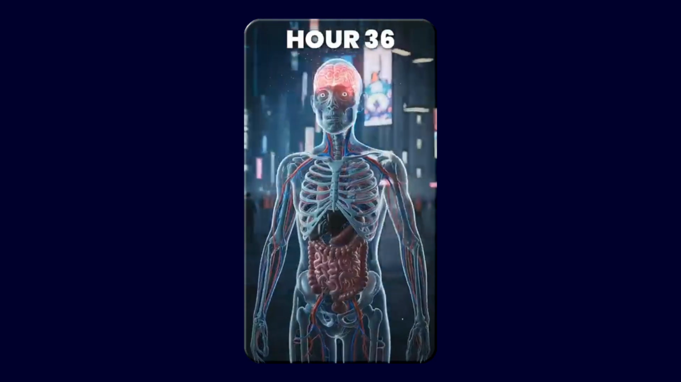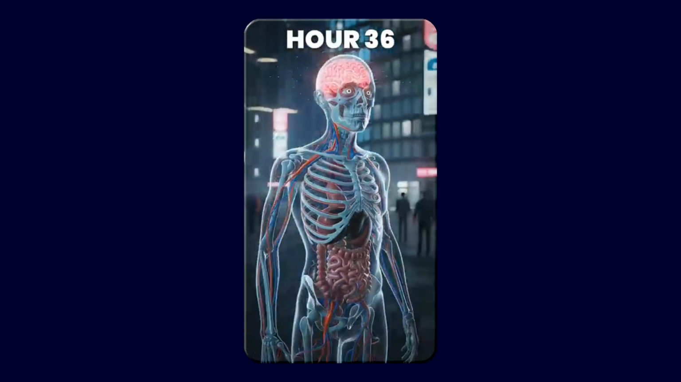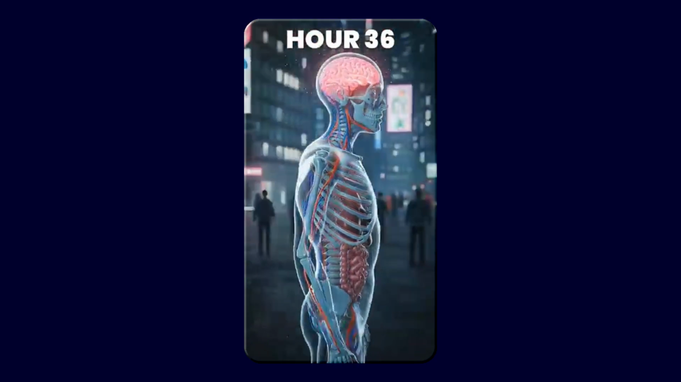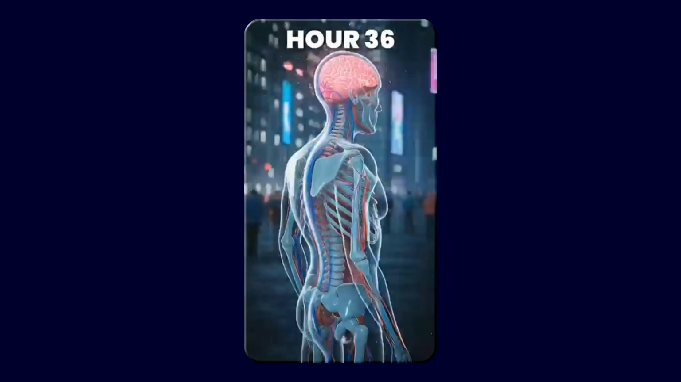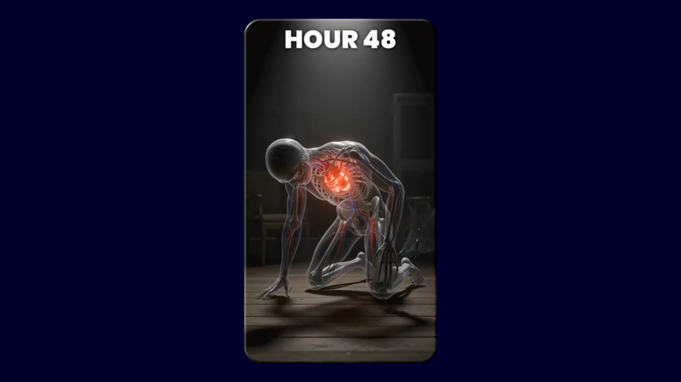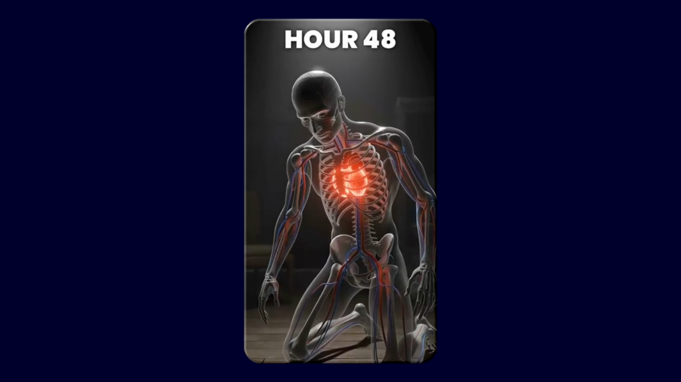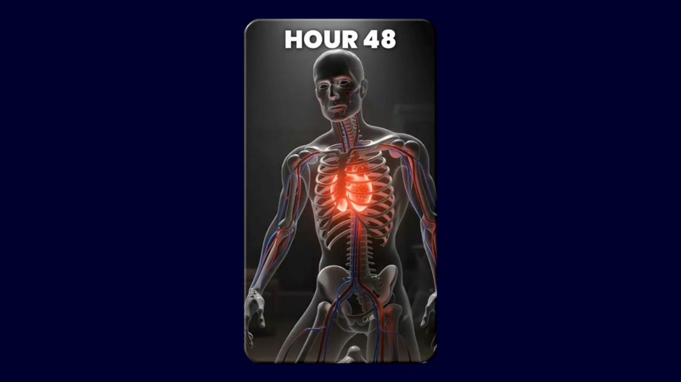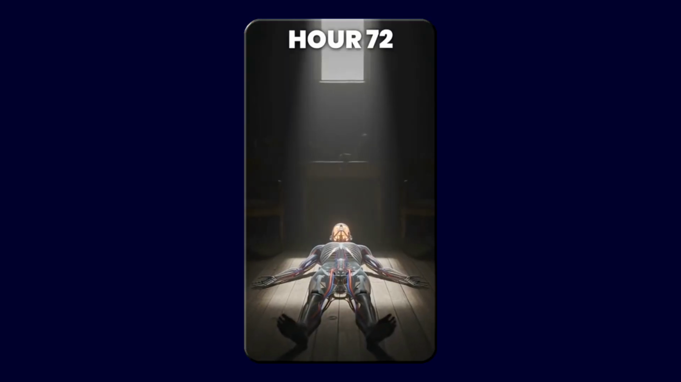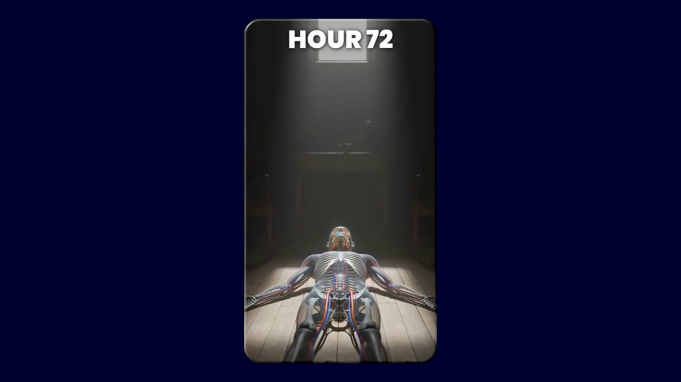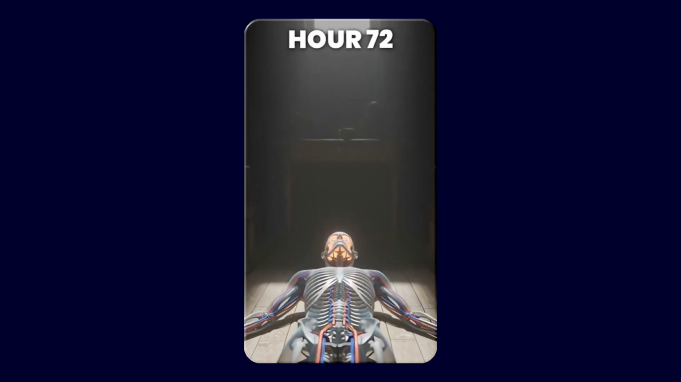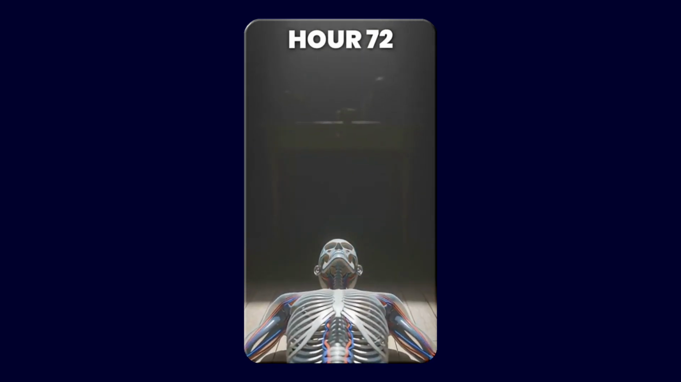Hour 36. Micro sleeps. Your brain shuts down for 10 seconds without warning. You're technically awake, but parts of your brain are already offline. Hour 48. Emotions spiral. You snap at small things. Anxiety increases. Your immune system weakens. Your body thinks something is very wrong. Hour 72. Hallucinations begin. Shadows move. You hear whispers that aren't real. Your brain is desperately trying to force a reboot.